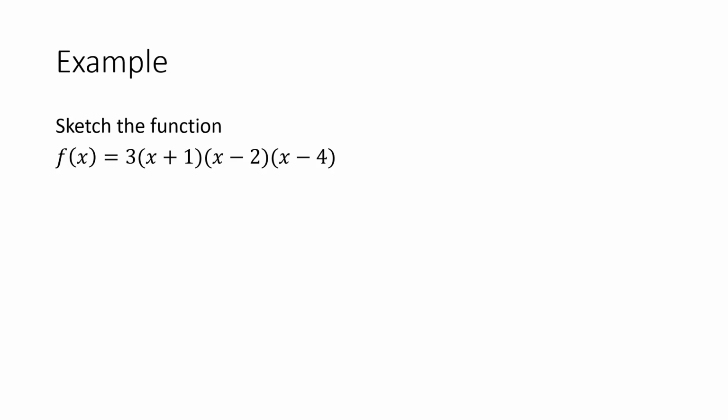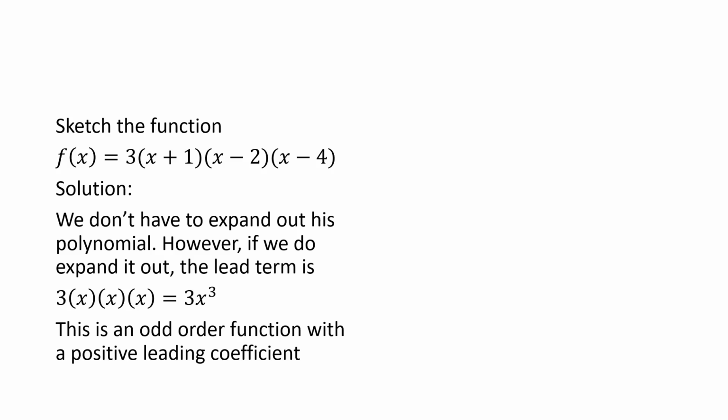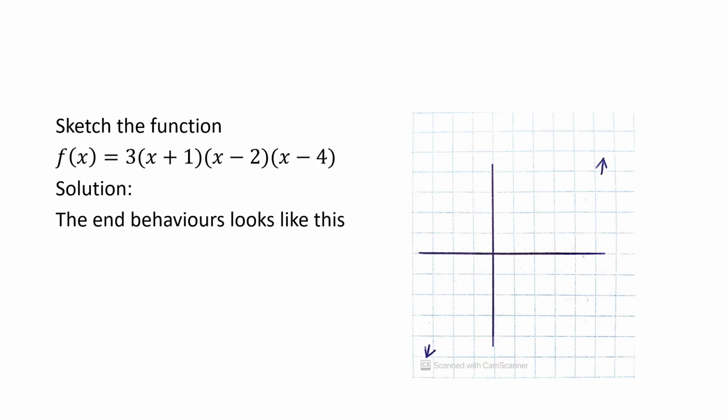So suppose I ask you to graph this function right here. Well, you don't have to expand out this polynomial. If you do, though, you see that the lead term would be 3x cubed. It's an odd order function with a positive leading coefficient. So I can determine that my end behaviors will look like that.